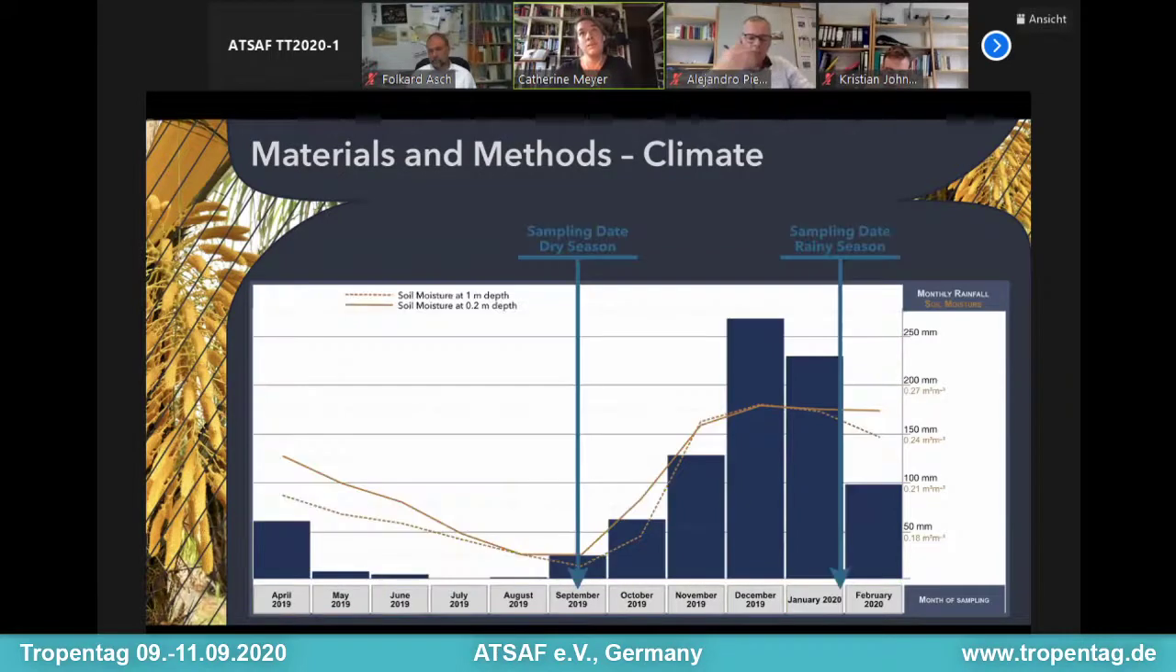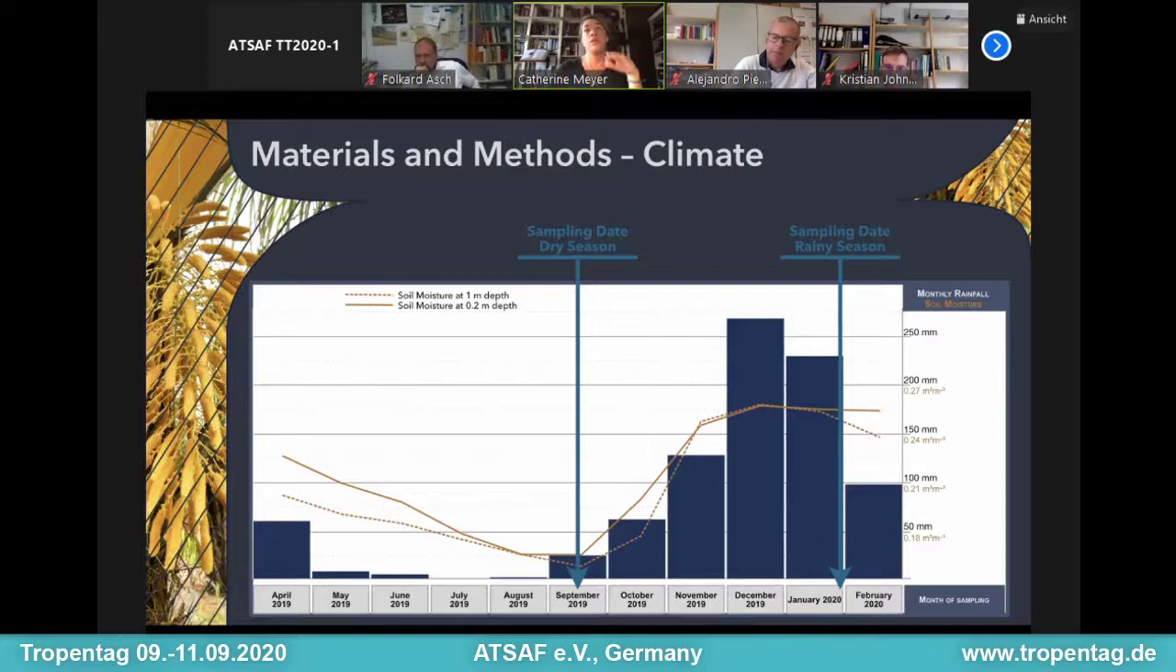The sampling dates are once at the end of September, so after 4 months of almost no rainfall last year, when the soil moisture content was at the lowest. The second sampling date was at the end of January, so in the second half of the rainy season, where soil moisture content had already found its peak.